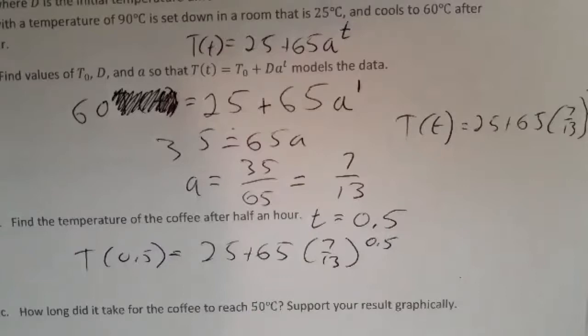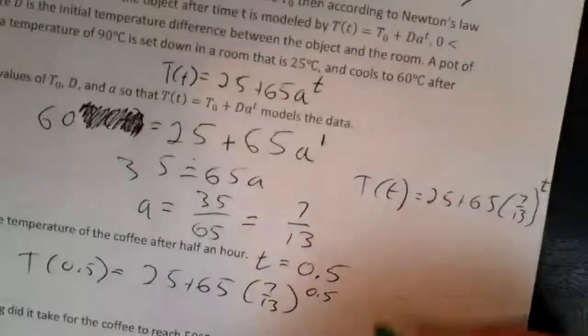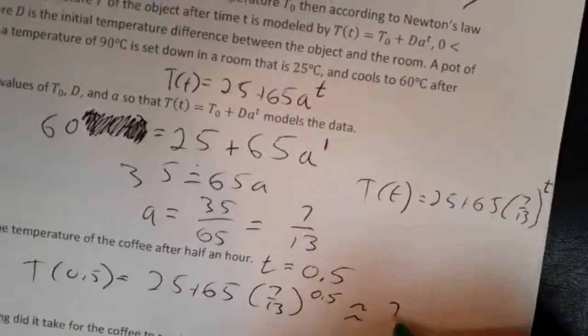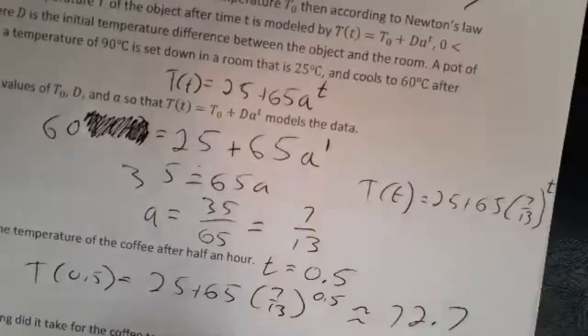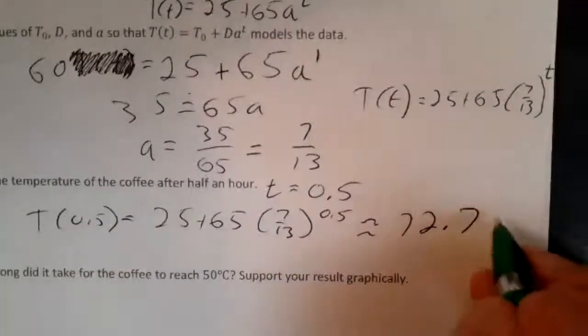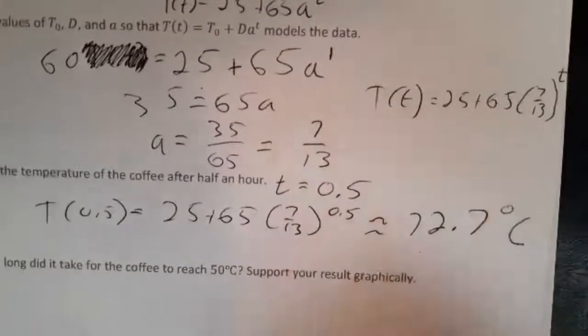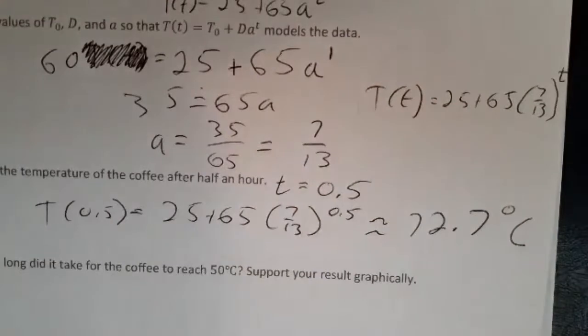You should be able to do this in your calculator, and I'm hoping you get something like 72.7. So this is a good time to do a calculator check and make sure you can operate your calculator and make sure you're getting these numbers. Now is the ideal time to do that. And now we're talking about 72.7 Celsius.